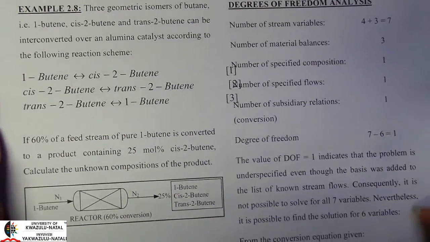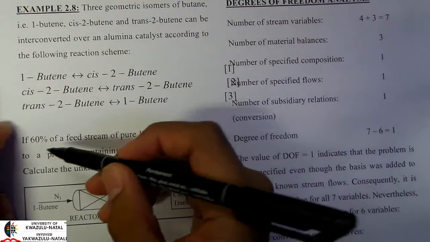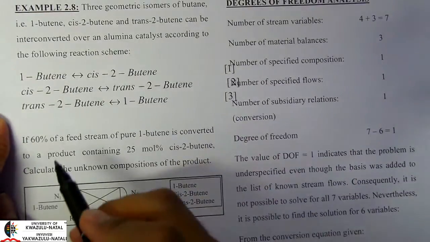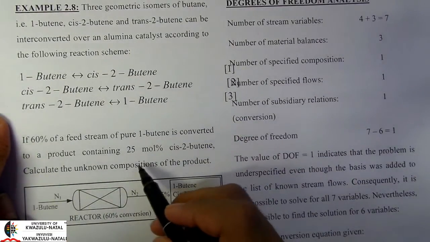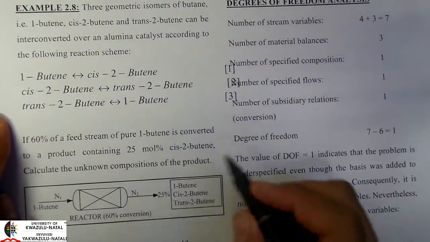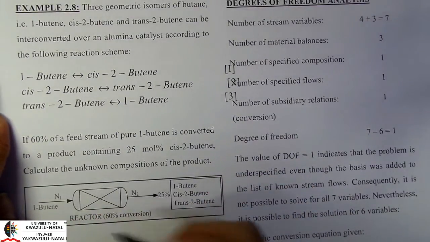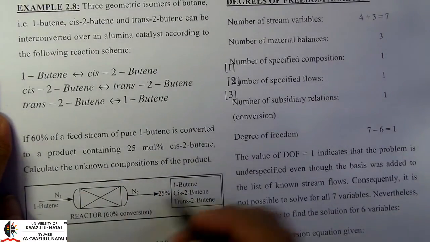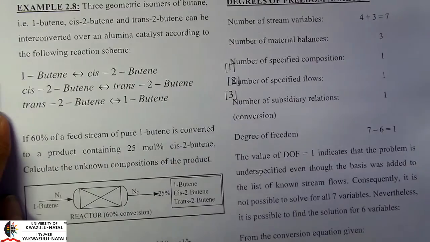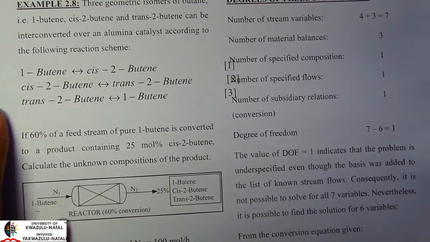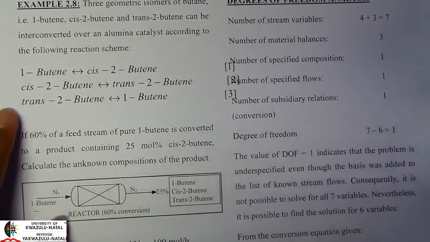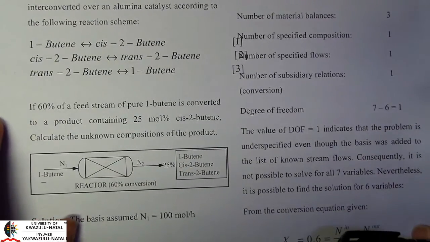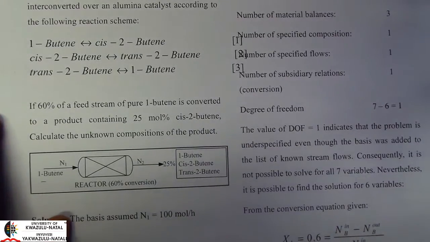They tell us that 60% of the feed stream is pure 1-butene, and it's converted to a product containing 25 mole% of cis-2-butene. So they are simply giving the composition of the feed and the composition of cis-2-butene in the product, and of course 60% conversion, which is a subsidiary relation, and we can look at an assumed basis of 100.